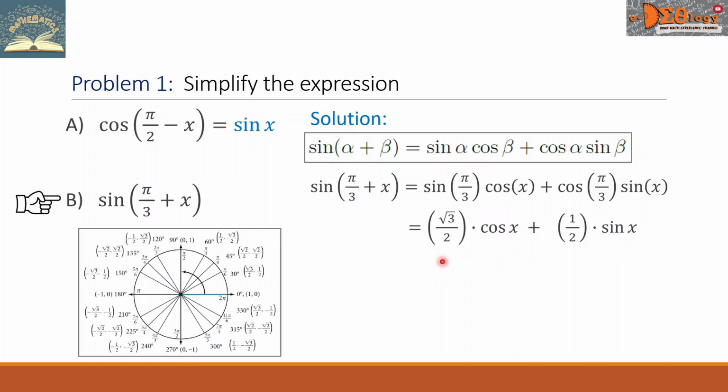Then we simplify each group. Cosine x multiplied to the square root of 3 all over 2 plus the other group becomes sine x over 2. Then we can combine these two fractions with the same denominator. So we have square root of 3 cosine x plus sine x all over 2.